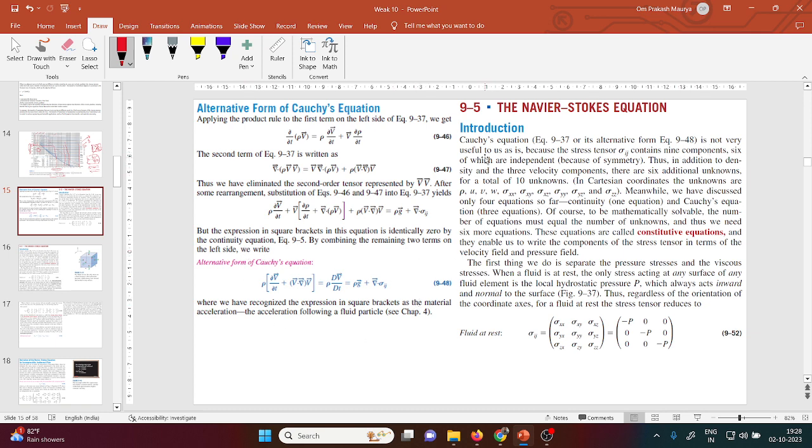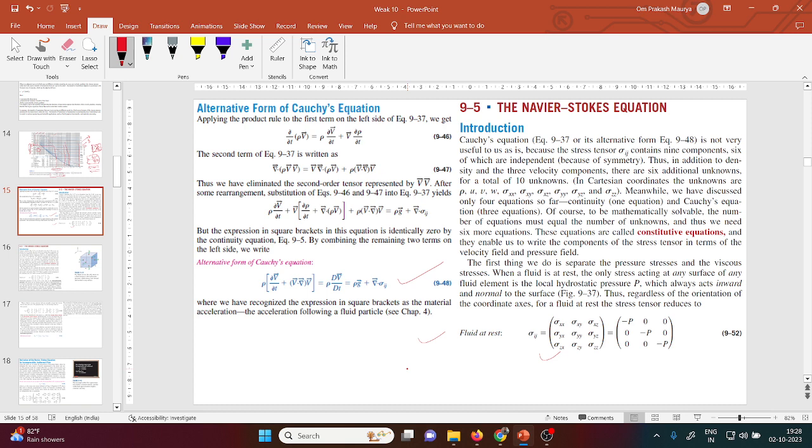It is not very useful to us because of the stress tensor. You know the stress tensor. This is the representation of the stress tensor. I think my pen is visible now. Now visible. What I am writing, it is visible. The equation 948. Yes, sir. Yeah, it is visible. Okay.